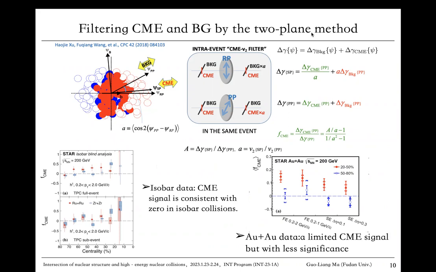This method was proposed by Hao-jie Xu, the next speaker, and Professor Fuqiang Wang. They use two planes. One is the reaction plane, which can be measured by the spectator plane, and the other is the participant plane. They use these two planes as a filter, to filter CME and background, because the two planes have different correlations with background and CME.